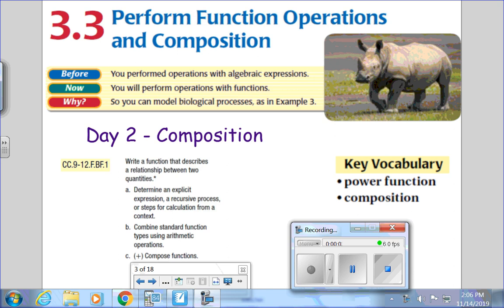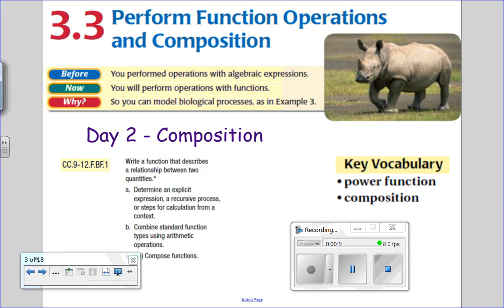What's up, math scholars? It's a sunny Thursday outside, and we are about to learn 3.3 day 2. Who's excited to be a scholar today? Yeah, that's the most smiles I've ever seen in this class.